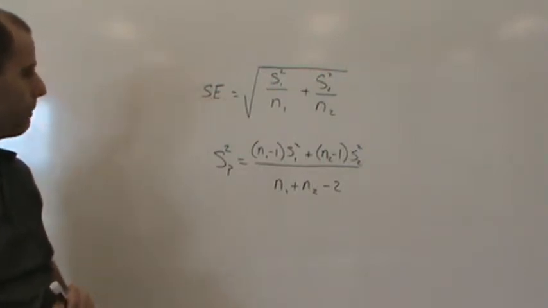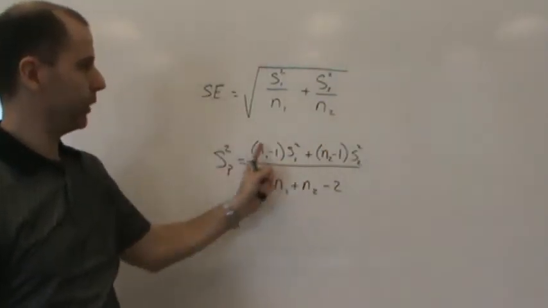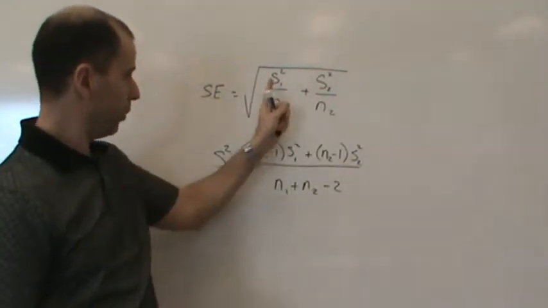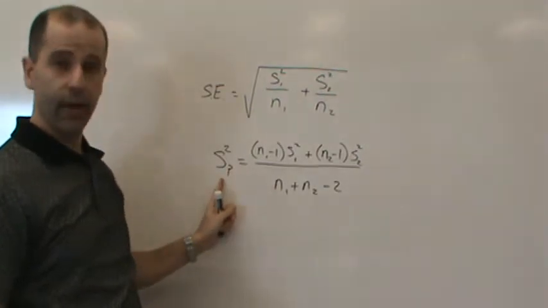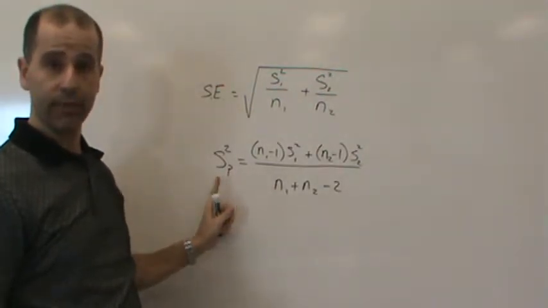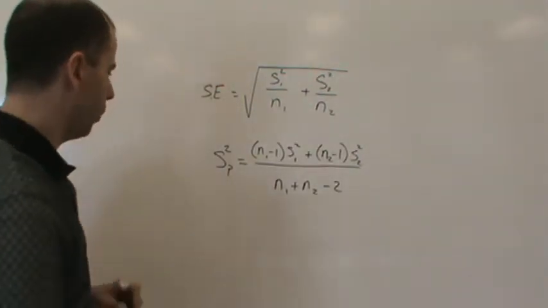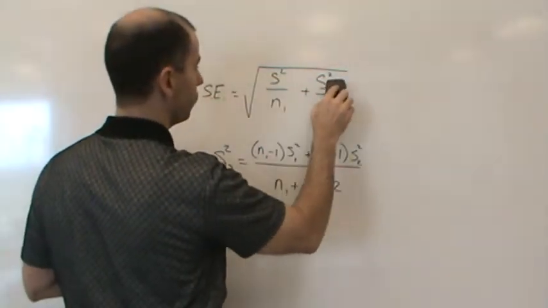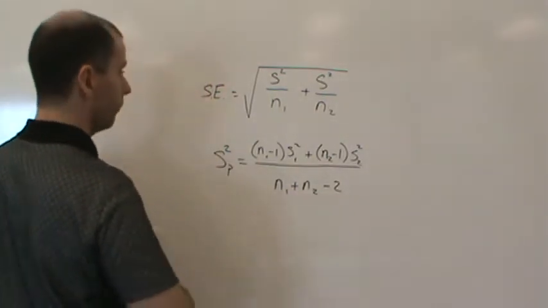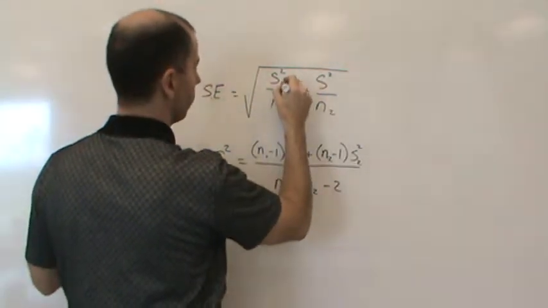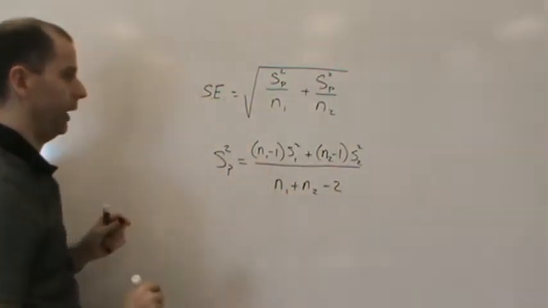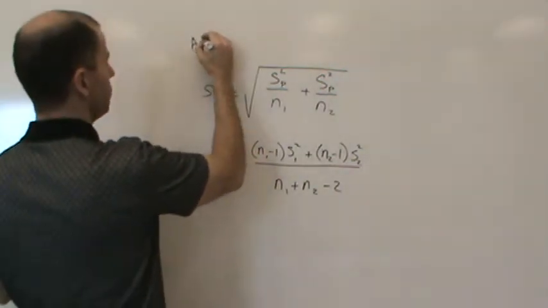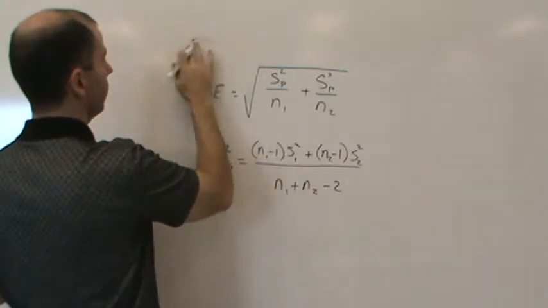So now, what happens to our standard error then? Well, we don't use this one, because now we're going to replace both of these with S sub p. So what happens is, this is what we get. And so again, this is if we assume, let me do this.